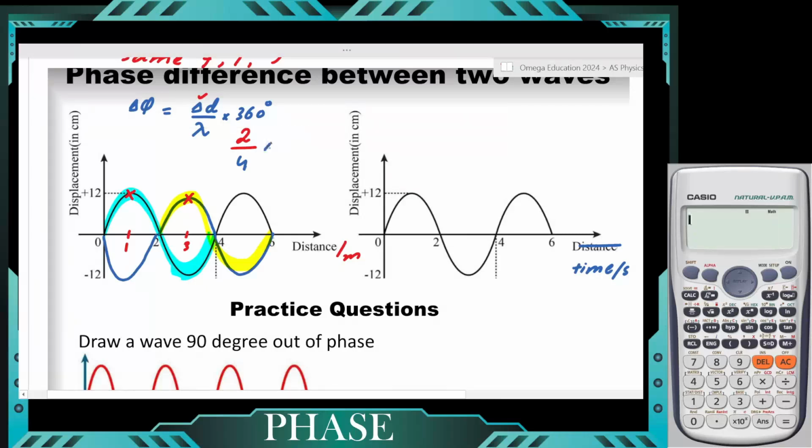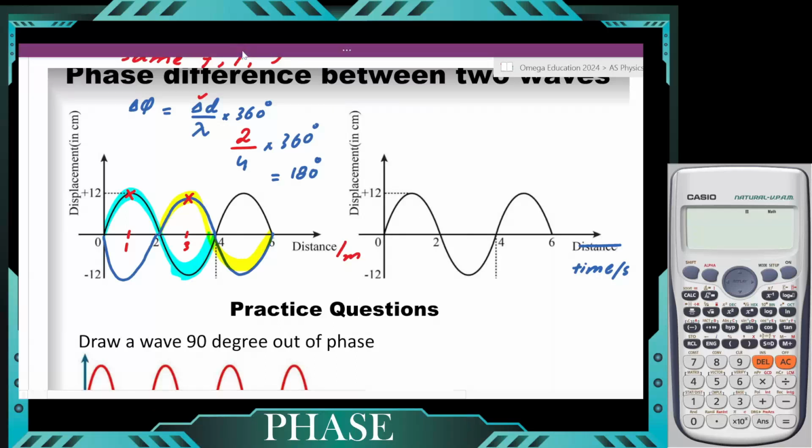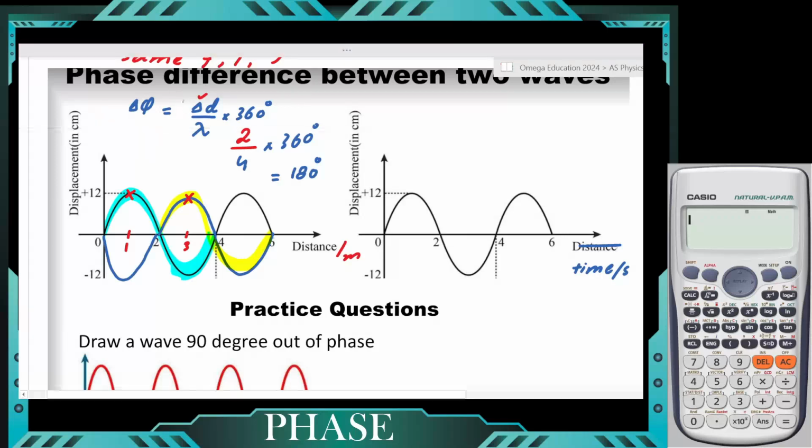So 2 divided by 4 times 360. If you hit it on the calculator, you get a phase difference of 180 degrees. And once again, if you are slightly more perceptive, you can also say that these two waves have a phase difference of 180 degrees because they are vertically flipped images of each other.